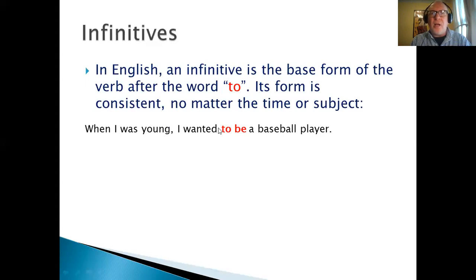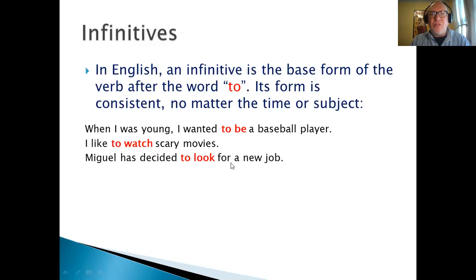When I was young, I wanted to be a baseball player, right? To be is the infinitive. It doesn't matter that it's past, right? Because I have this verb in past, wanted. This doesn't have to be past, just the first one, right? This one is in present. I like to watch scary movies. But again, no change to the verb.